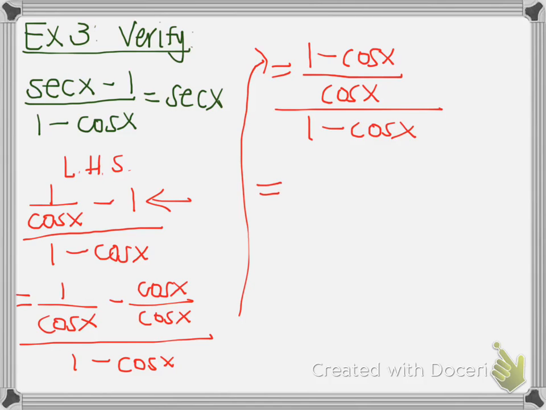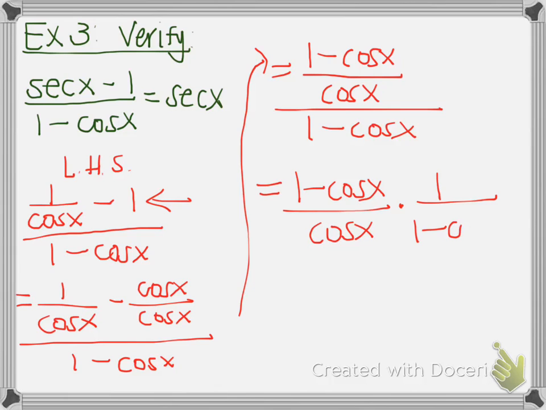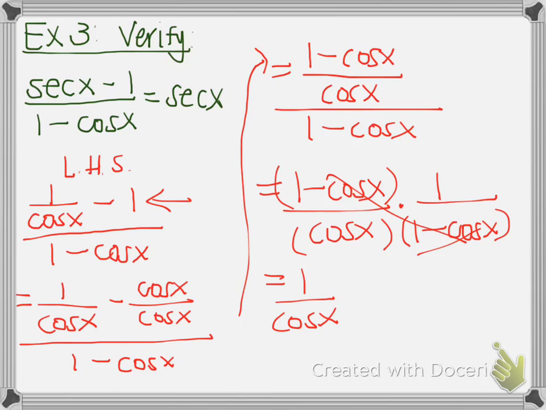All right, remember, division is multiplication by the reciprocal. So this becomes 1 minus cosine x over cosine x times 1 over 1 minus cosine x. Again, we have all multiplication, so that term factors off. We're left with 1 over cosine x, which is equal to, very good everyone, secant x, which is the right-hand side. Okay, and we are done with our examples.